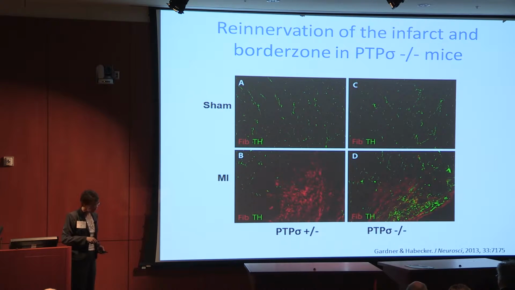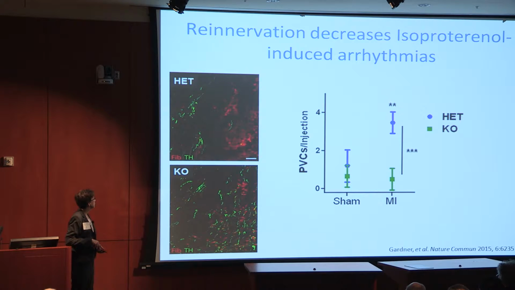So we finished this a little while ago, and we were really interested to know what this is doing to arrhythmia susceptibility. So in that first set of animals, we had ECG telemetry implants. So here's just a couple samples of the scars which we could collect after the experiment. You can see tyrosine hydroxylase intermingled with fibrinogen in the knockout, but not in the heterozygous animal.